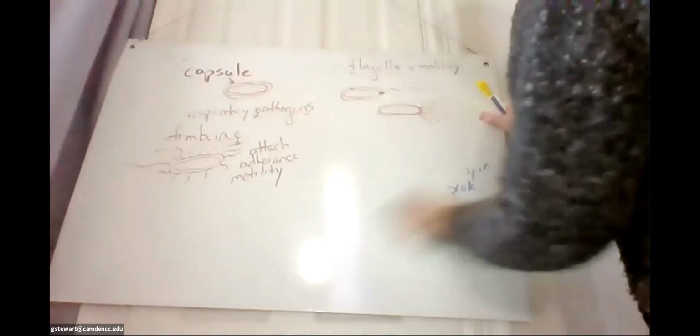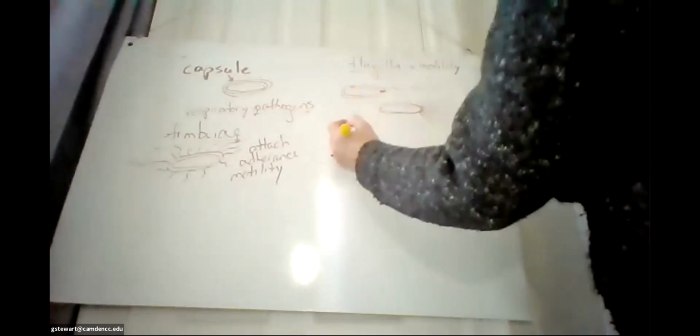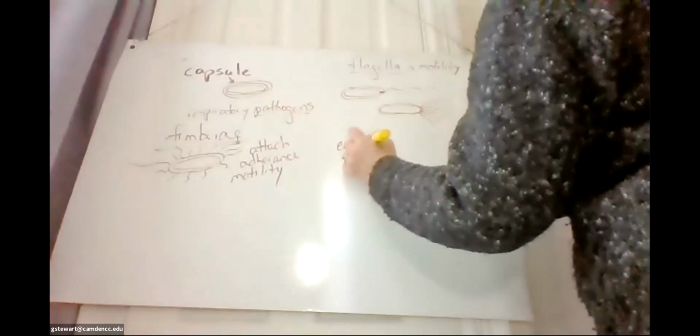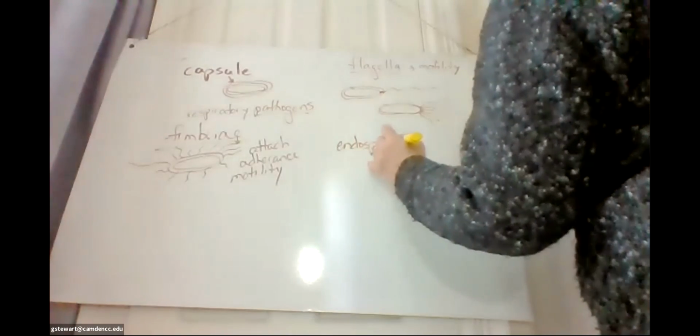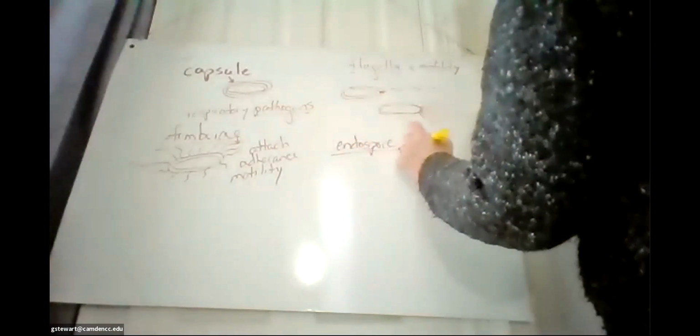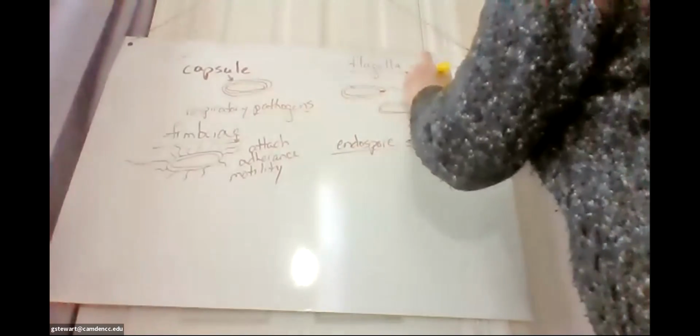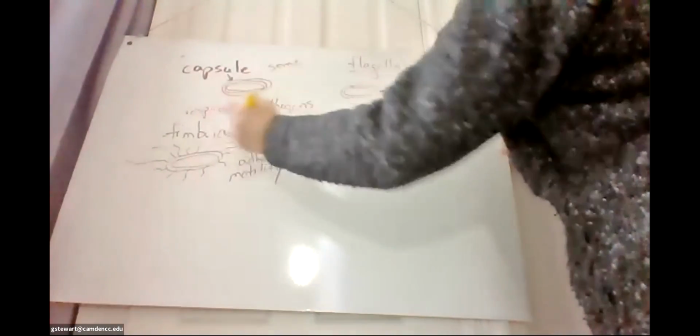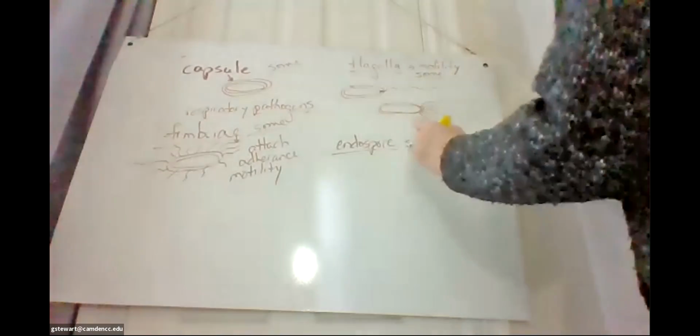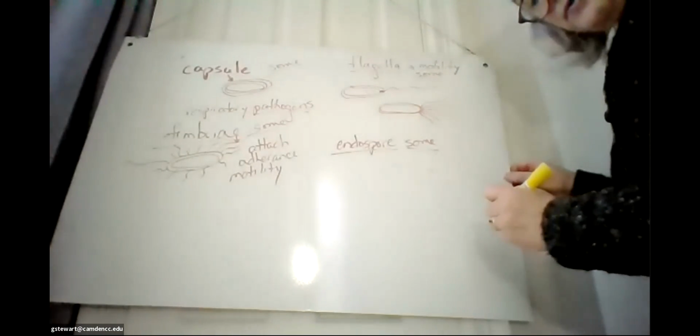And then last but not least, a special structure that some bacteria have, but not all, just like these other ones I've been drawing. One other structure called an endospore. Some bacteria can make this. Again, all of these are in some. Not all bacteria have capsules, flagella, fimbriae. They all have a cell wall though. The endospore is a protective structure.